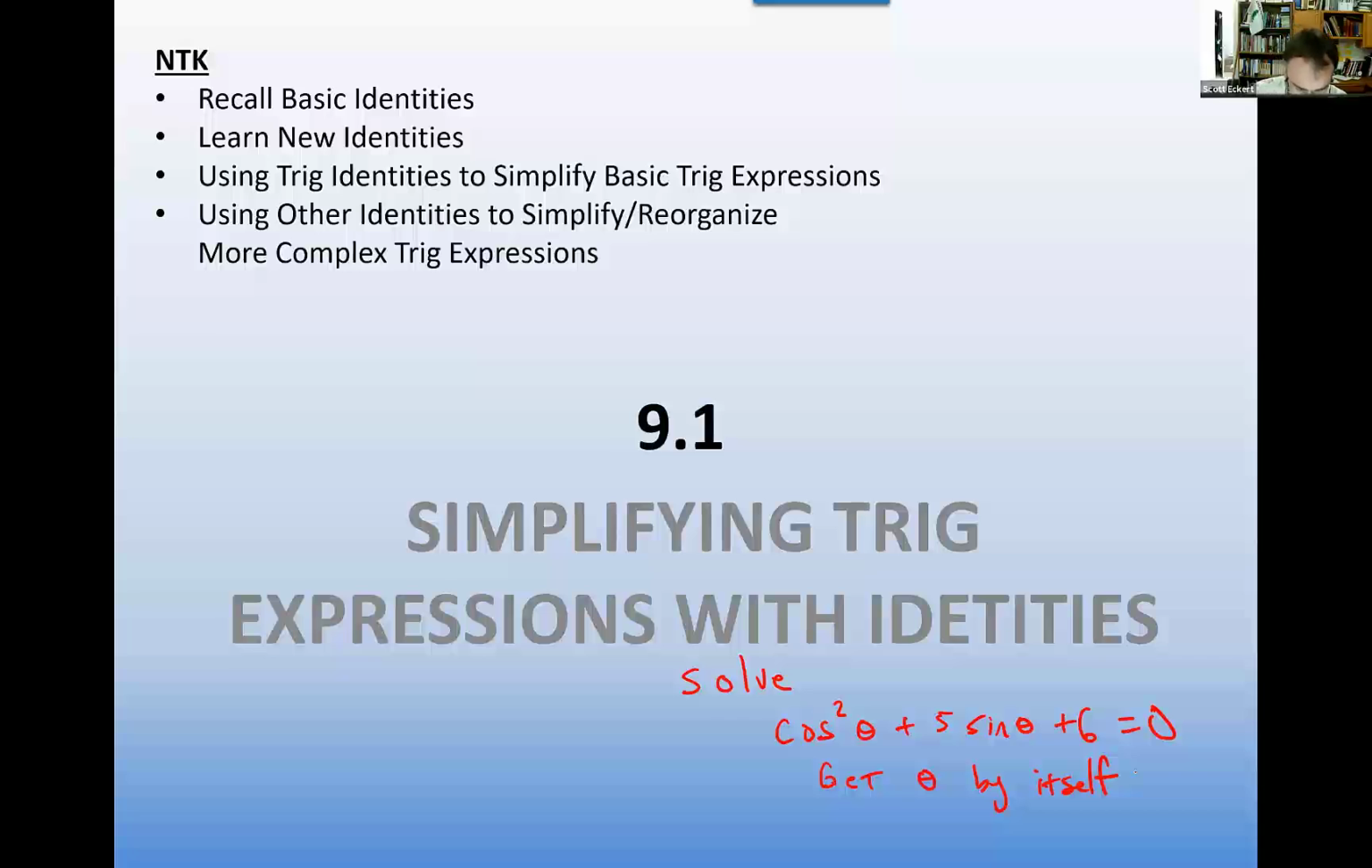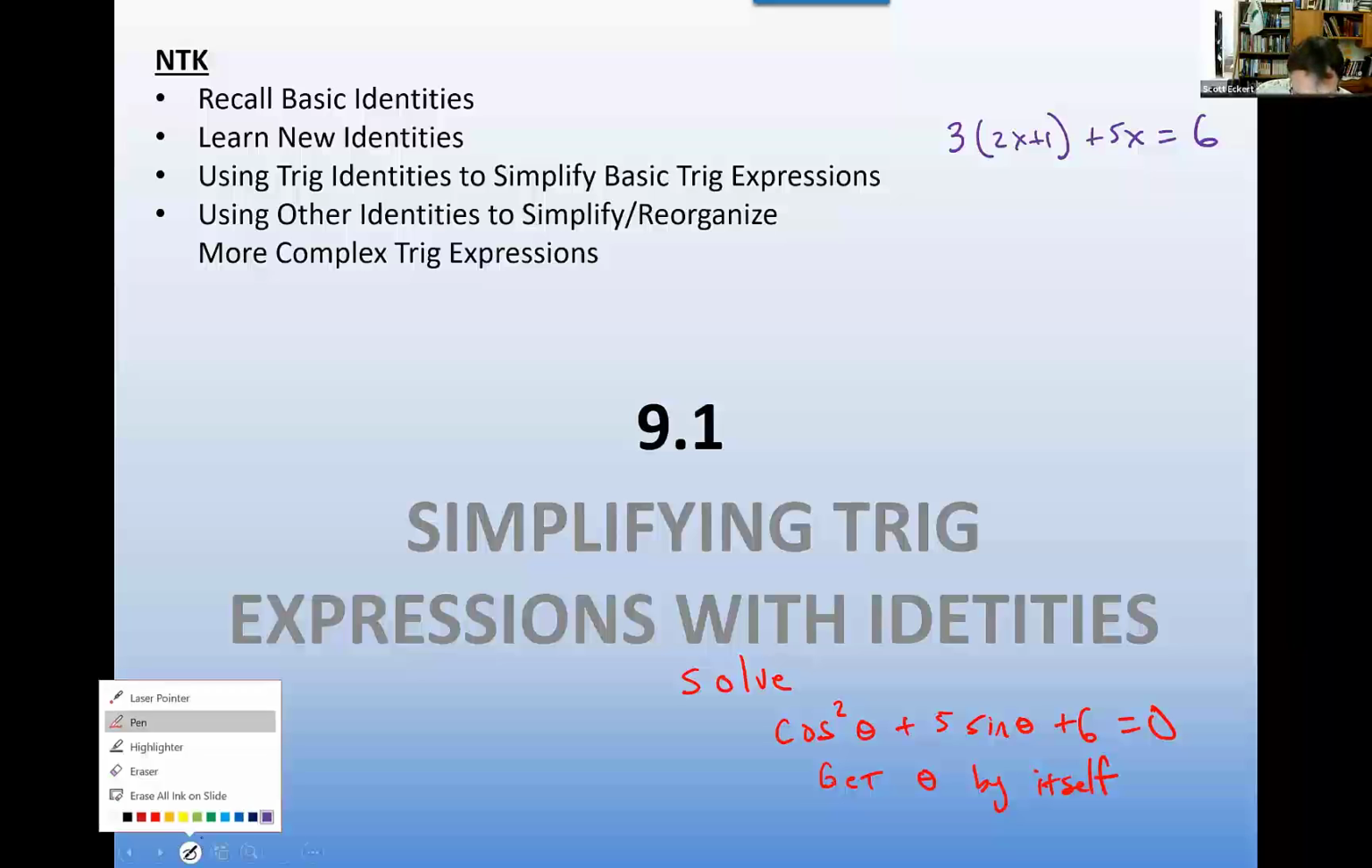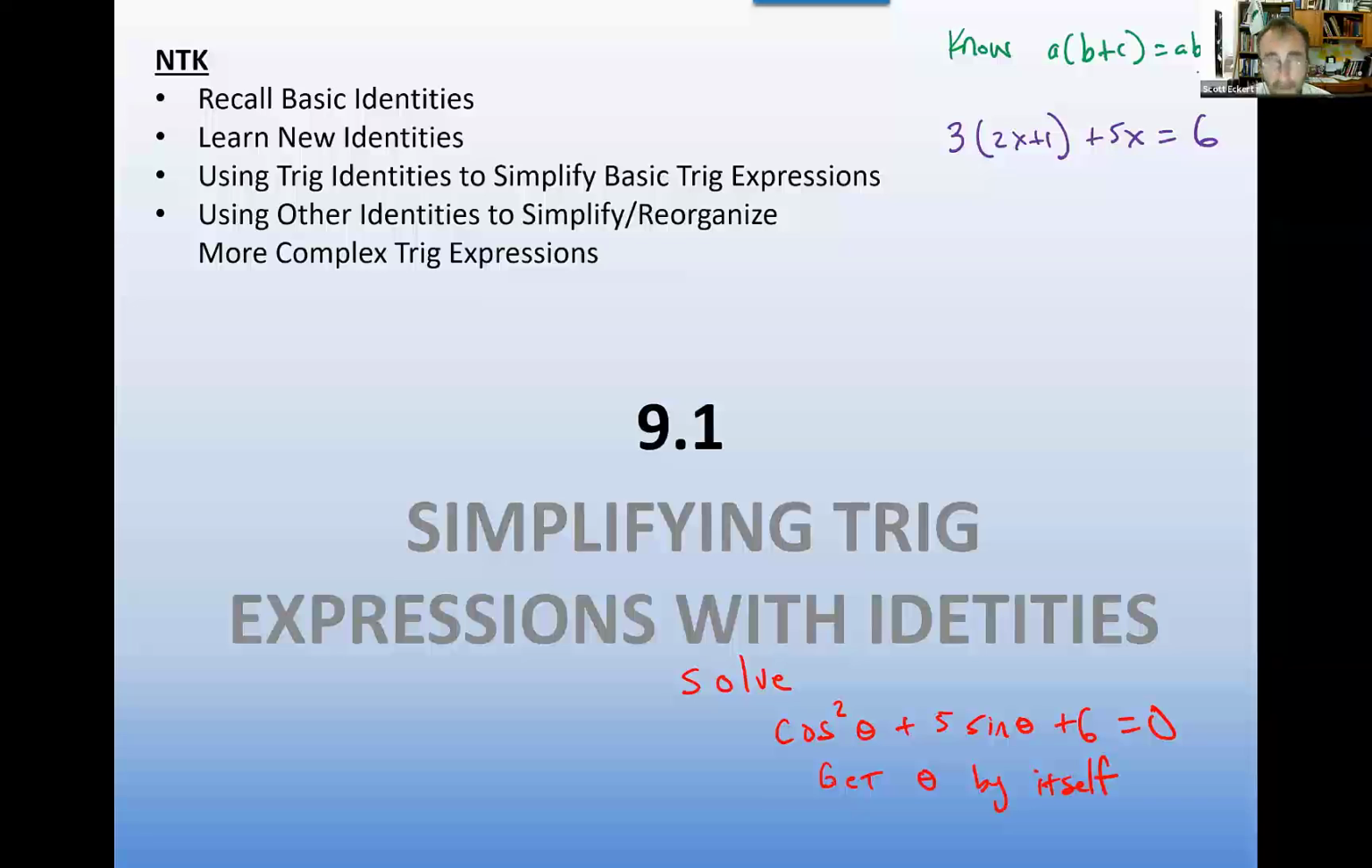And that happened to you in algebra too. In beginning algebra, this equation, 3 times (2x plus 1) plus 5x equals 6, is impossible to get x by itself. You cannot solve it, not unless you know an identity. You have to know this identity, and everybody knows that. That's the distributive law, and you've learned that. But before you learn it, that equation is impossible. You can't solve for x if you don't know that identity.